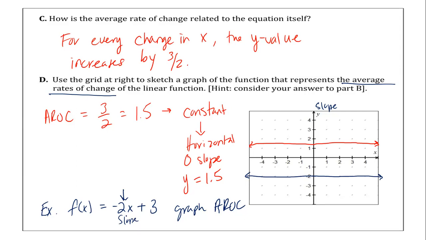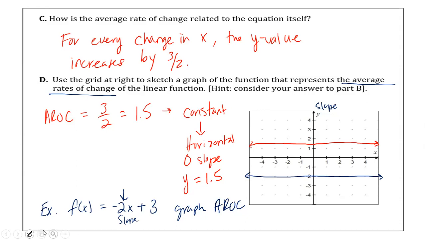You graph a line at -2, because the average rate of change of any linear function is just a constant function at y equals the slope. Do we get that? For any linear function, it is a constant function at y equals the slope.